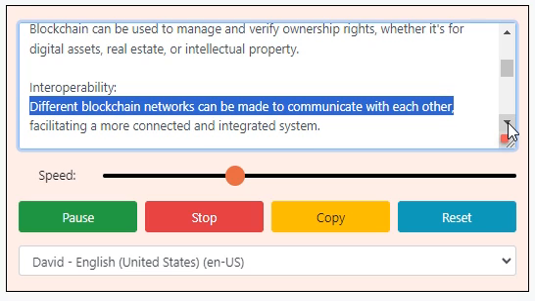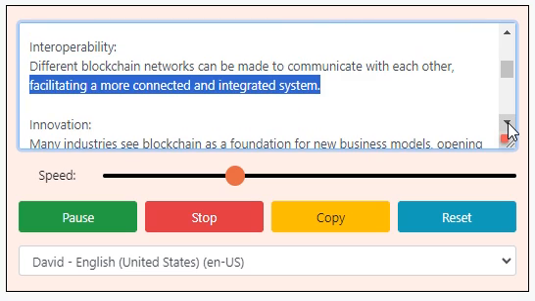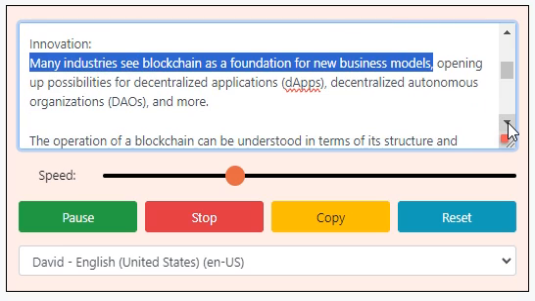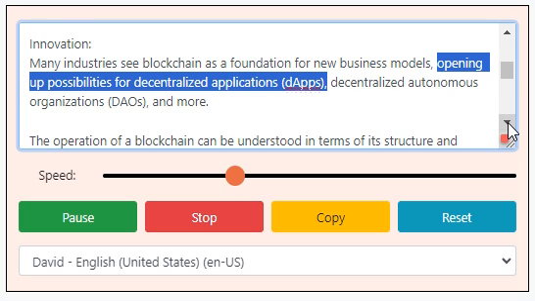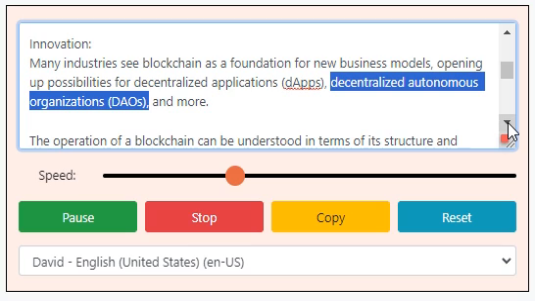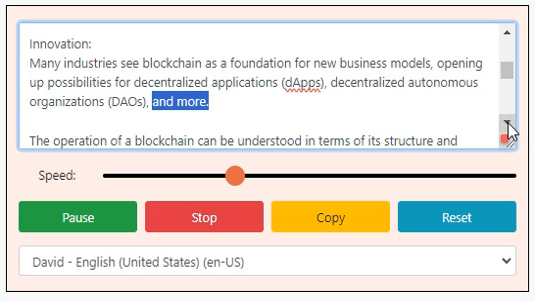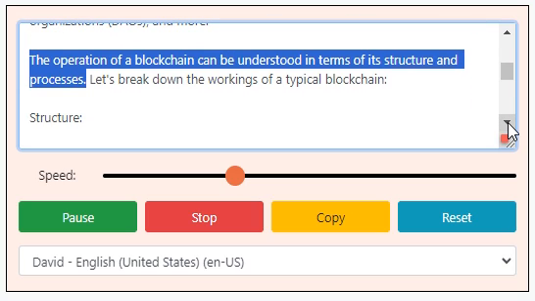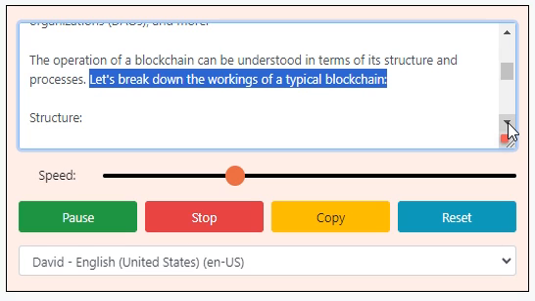Interoperability. Different blockchain networks can be made to communicate with each other, facilitating a more connected and integrated system. Innovation. Many industries see blockchain as a foundation for new business models, opening up possibilities for decentralized applications, dApps, decentralized autonomous organizations, DAOs, and more. The operation of a blockchain can be understood in terms of its structure and processes. Let's break down the workings of a typical blockchain.